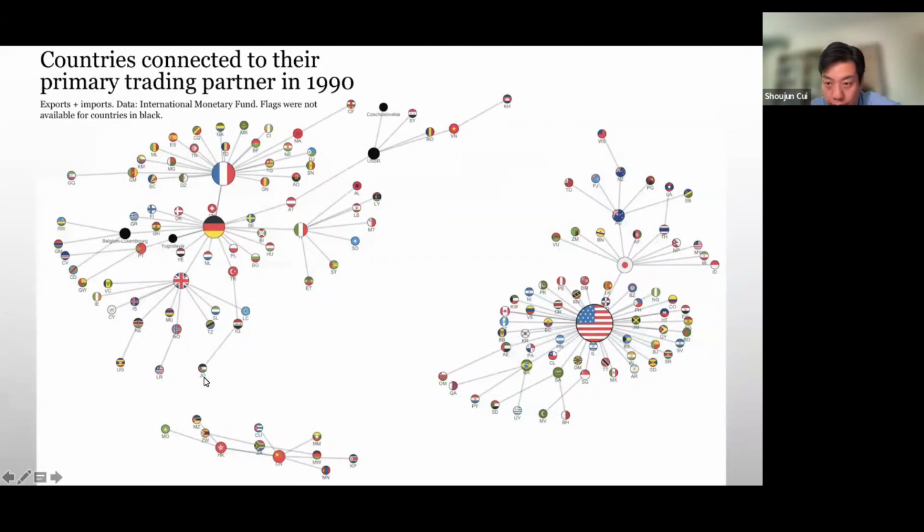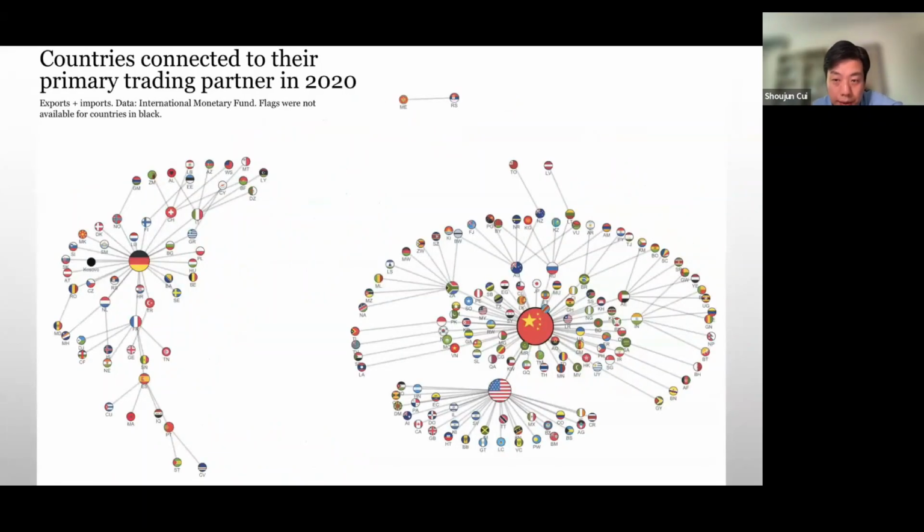This is another graphic that shows countries who are connected to their primary trading partner. This data shows that in 1990, that is 30 years ago, you can see the biggest is the United States, and following the US, you can also see Japan, and on the right hand, you can see Germany and France and many others, UK, USSR. So China is right here. China is just a smaller country.